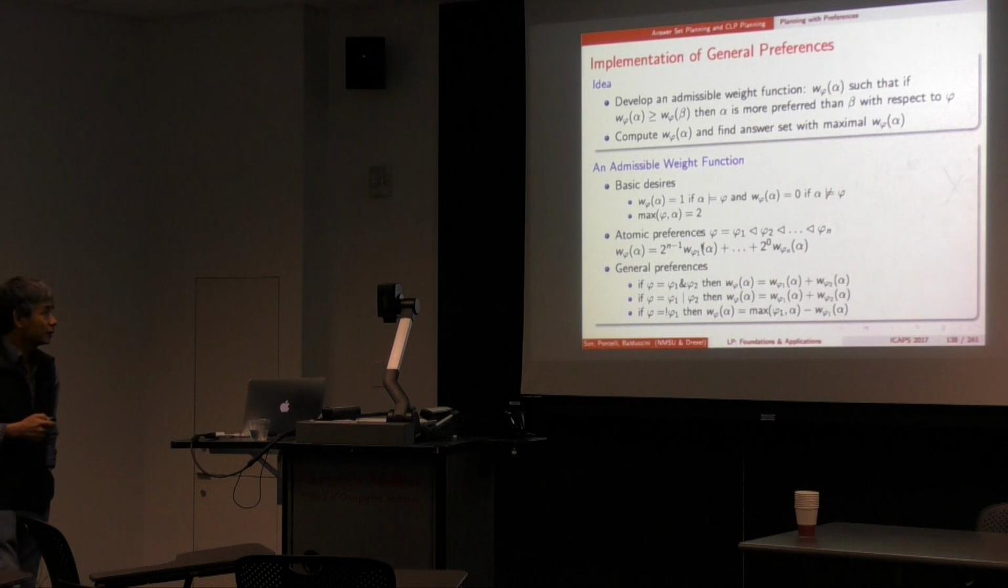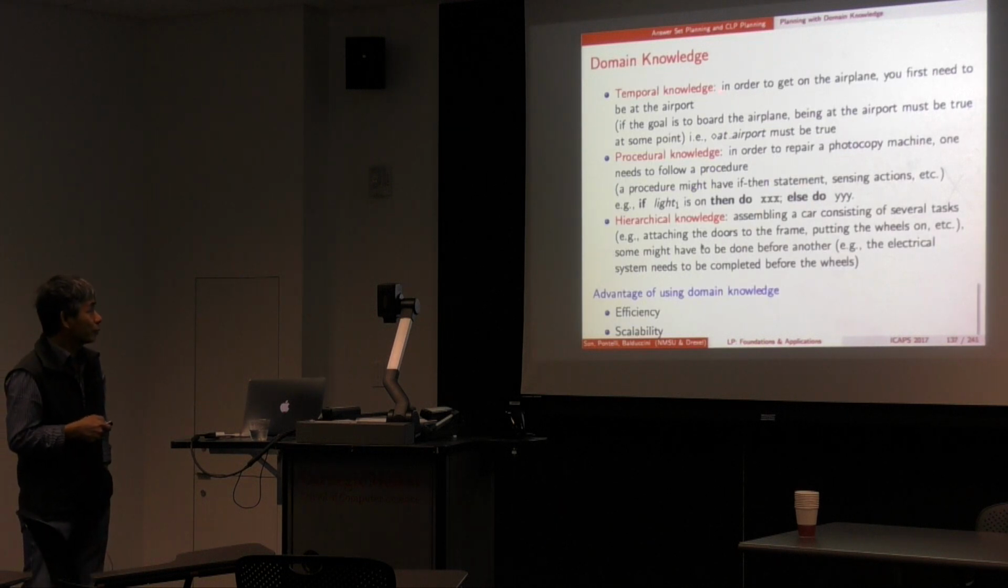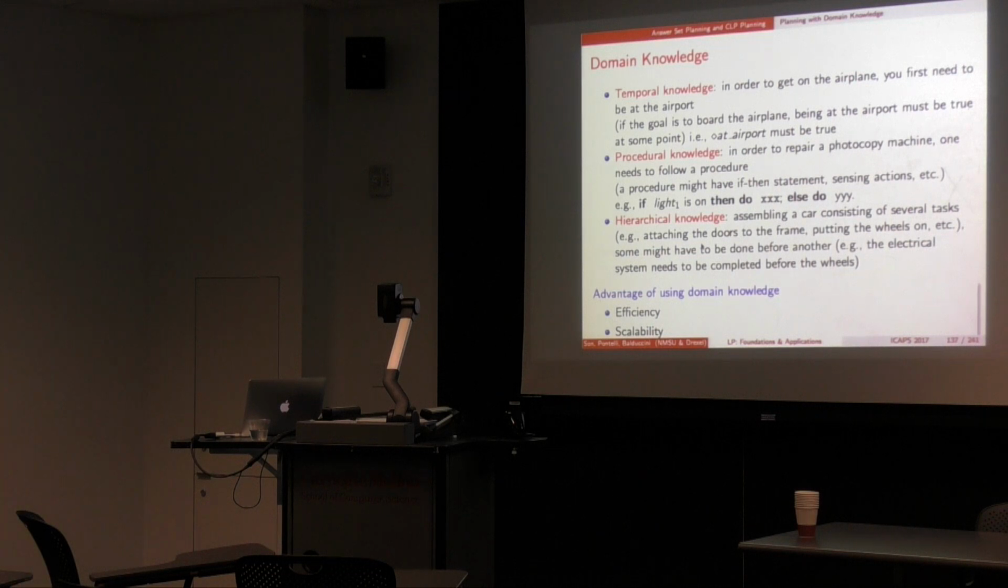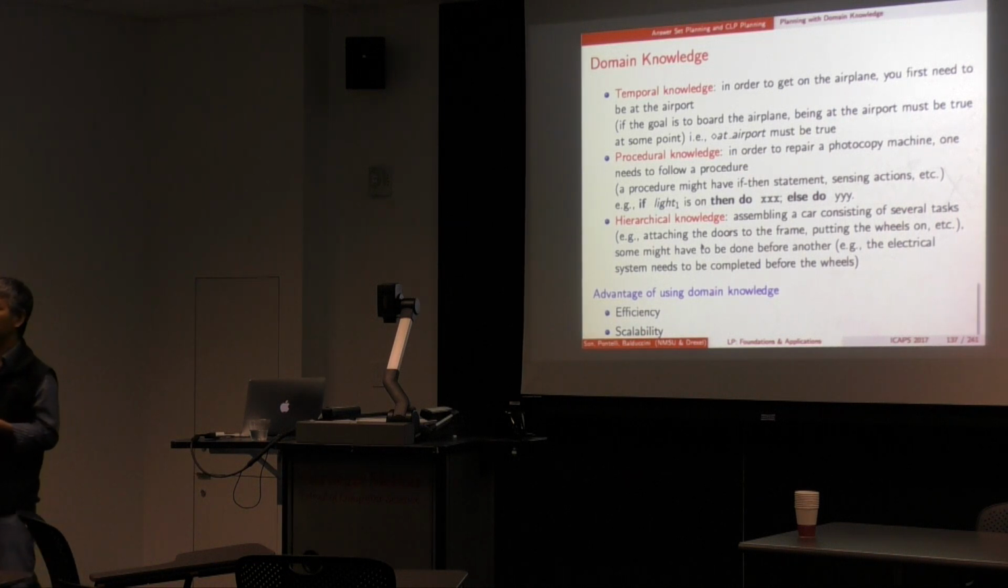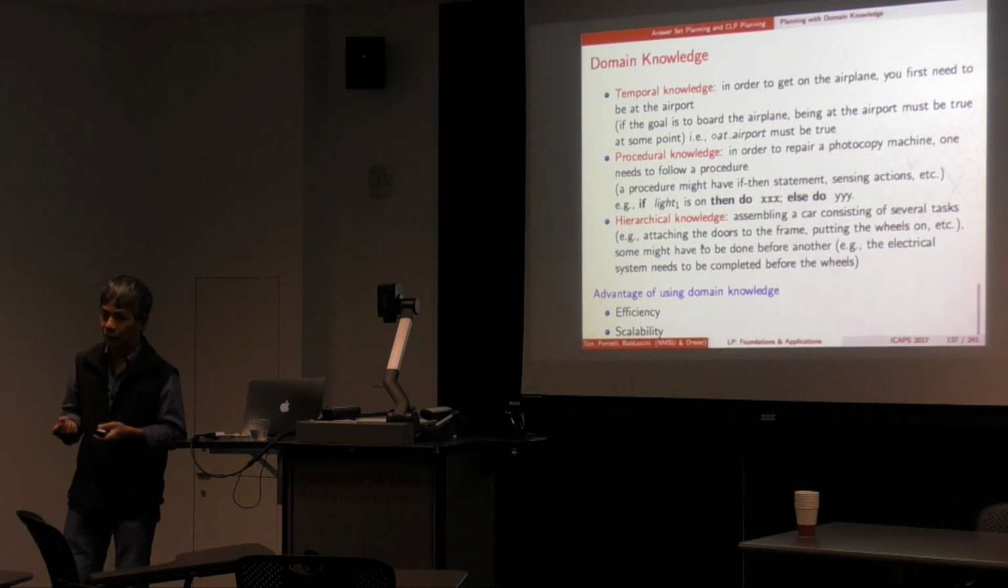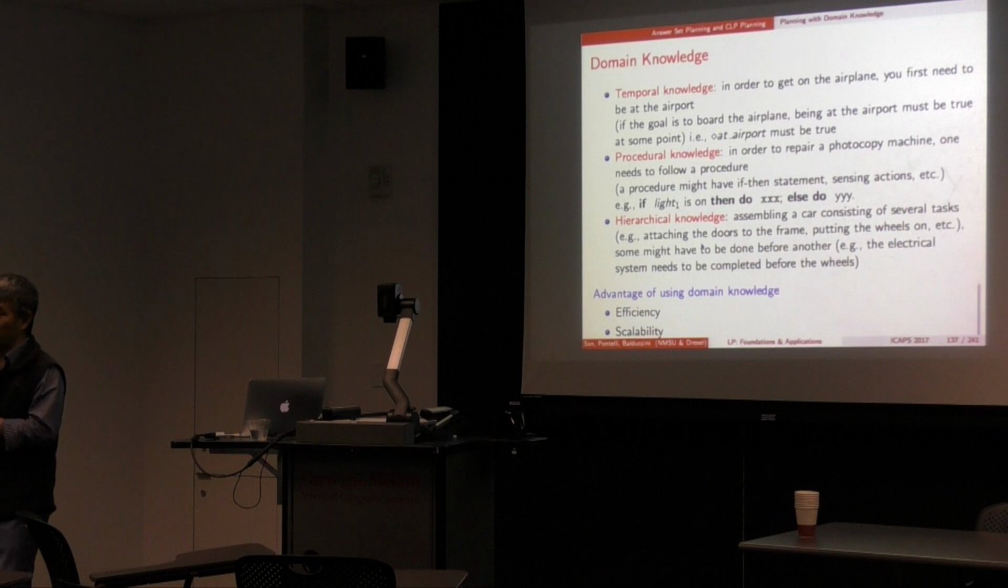So the second part I'm going to talk about is planning with domain knowledge. The very similar idea we can use to exploit the domain knowledge in logic programming. I think there are at least three types of domain knowledge for a planning problem: one is temporal knowledge, the other is procedural knowledge, and hierarchical knowledge. There are a lot of papers written about this.